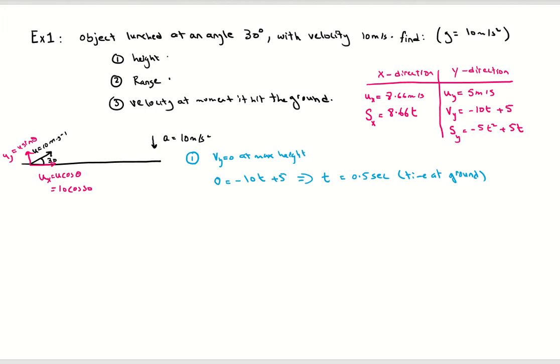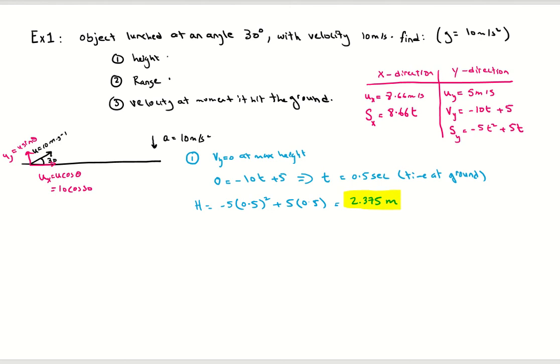Now, if I put the time at max height in the Sy equation to find the height, I need to take the Sy equation, which is minus 5t squared plus 5t, but instead of t, I need to put the time at the maximum height, which is 0.5. And I need to do it using a calculator. So just 1 second. So the answer is going to be 1.25 meters. So this is the maximum height.